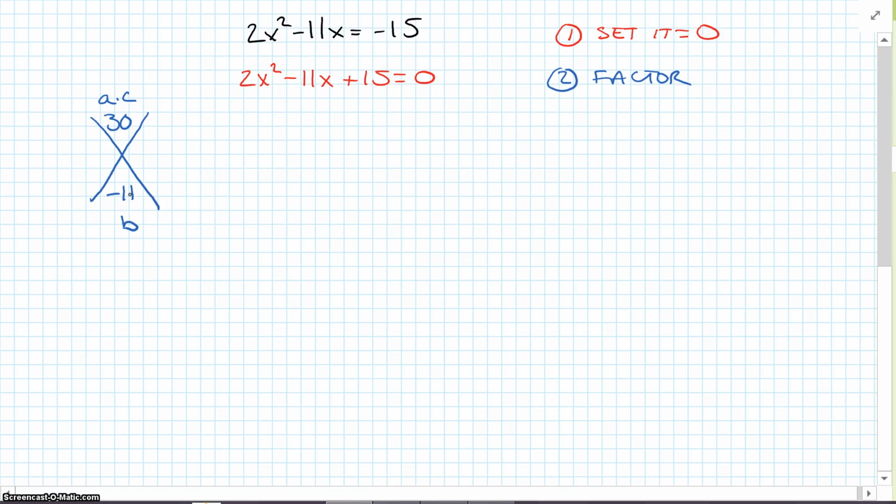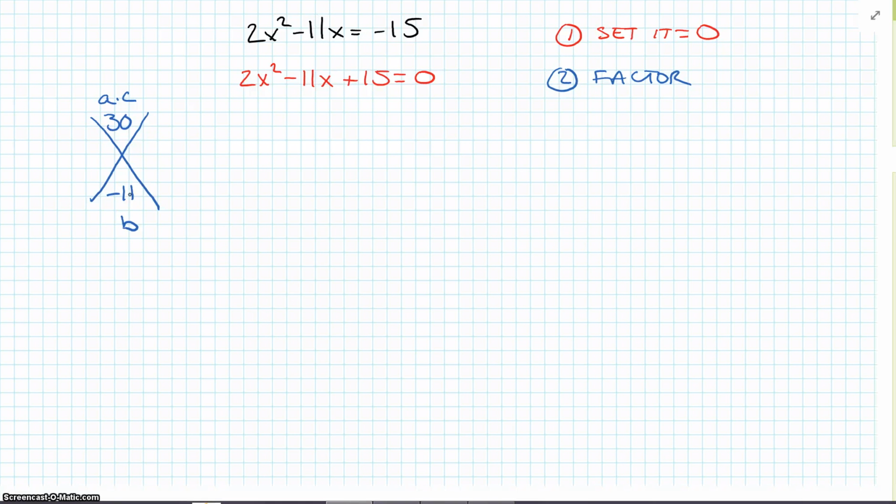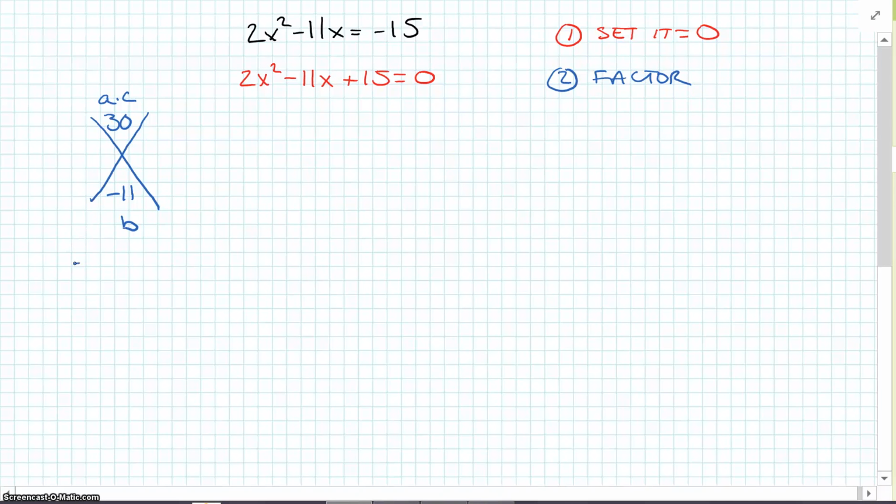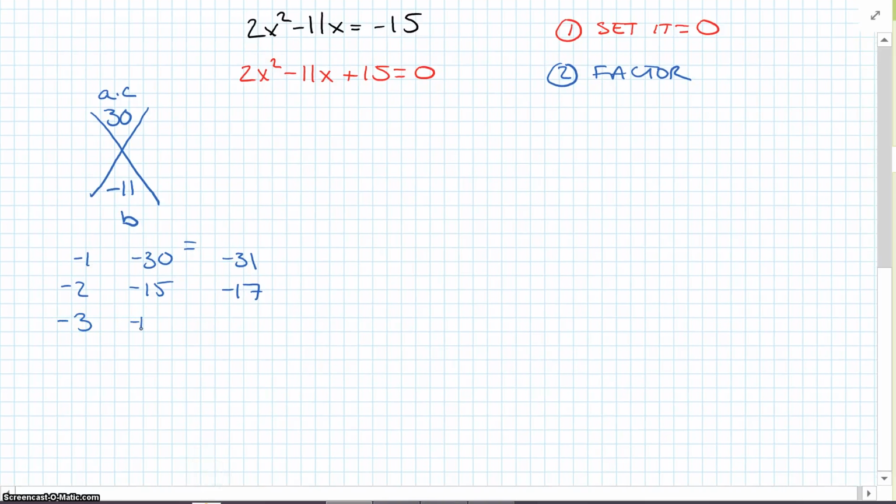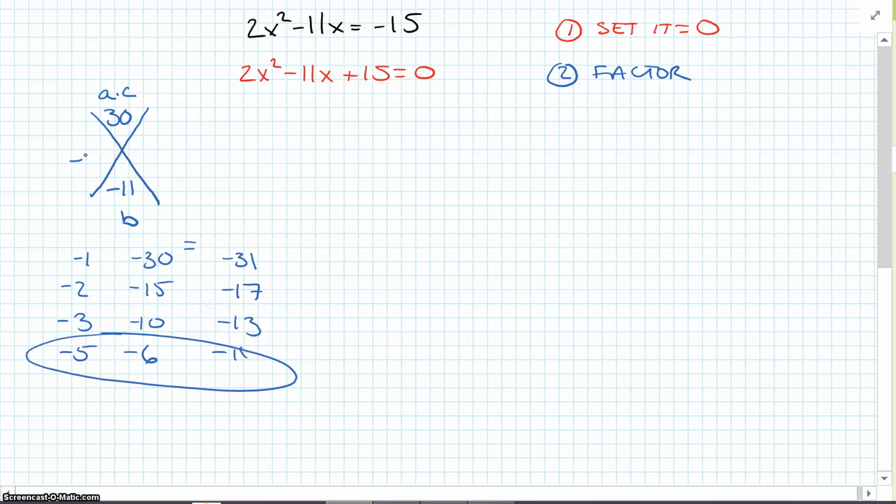So I need to find two numbers that have a product of 30 and a sum of negative 11. The factors of 30 would be negative 1, negative 30. That would give me a sum of negative 31. That doesn't work. Negative 2, negative 15 gives me a sum of negative 17. That doesn't work. Negative 3, negative 10 gives me a sum of negative 13. That doesn't work. 4 doesn't go into 30 nicely. Negative 5 does. So negative 5, negative 6, negative 11. Bingo. So we found our factors of negative 5 and negative 6.